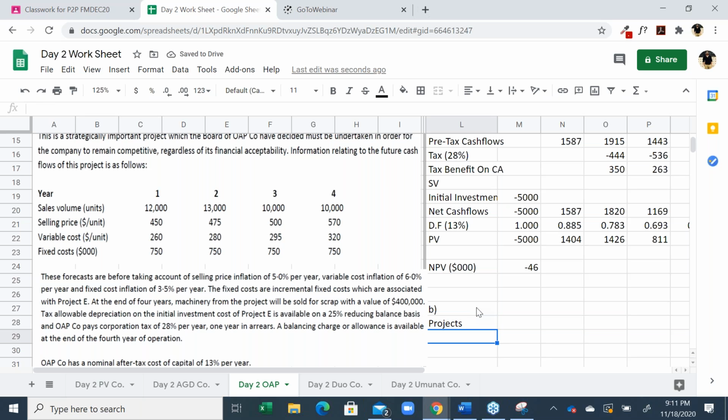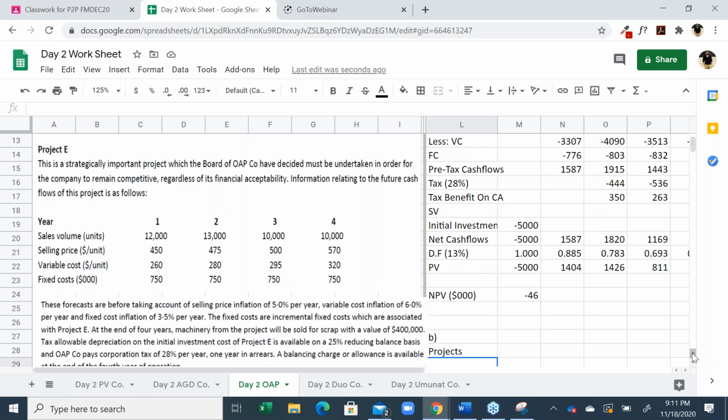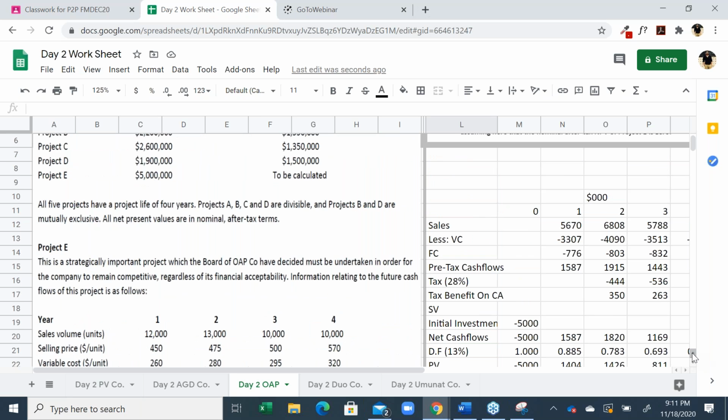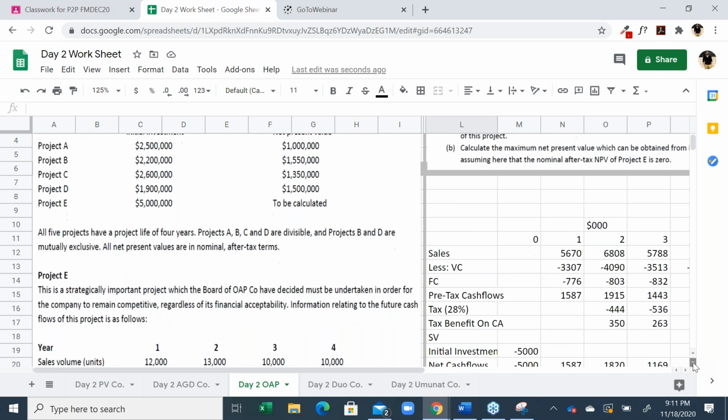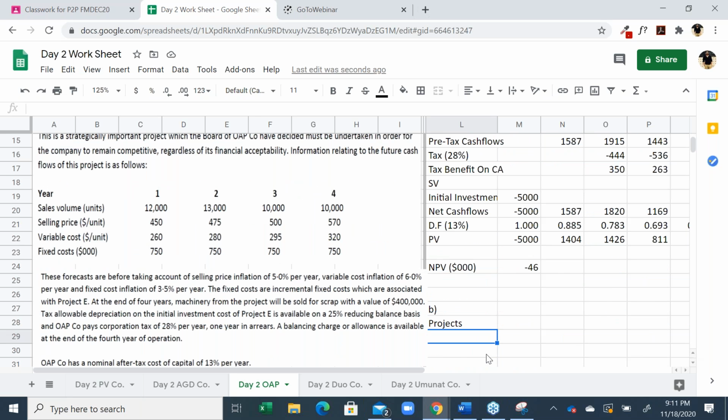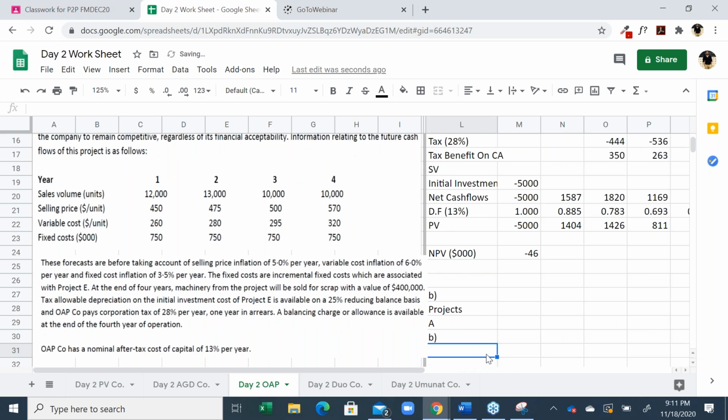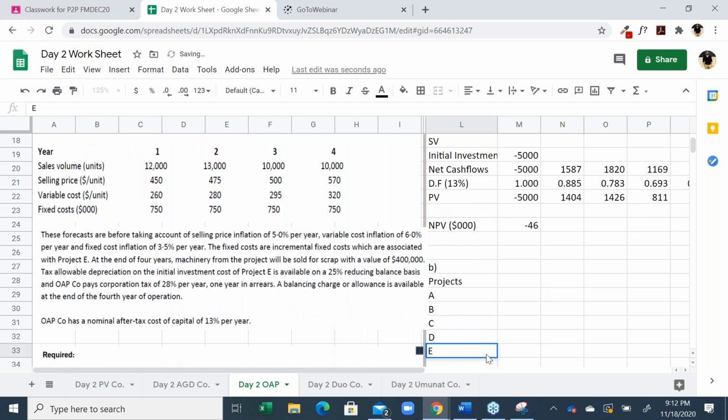Projects, we are going to undertake project E at any cost. So what projects are we left with? We have A, B, C, D, E, right? So A, B, C, D, and E.